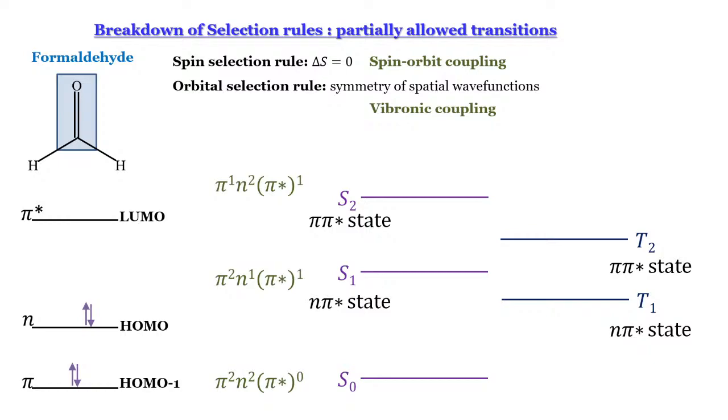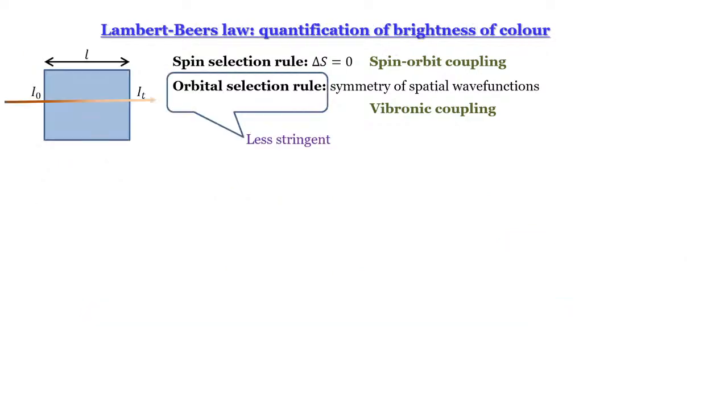And orbital selection rules are relaxed by vibronic coupling. It is easier to relax orbital selection rules than spin selection rules. So, you often see transitions that are orbitally forbidden but vibronically allowed, and it is less common to see spin forbidden transition. You do see them, but their intensities are less.